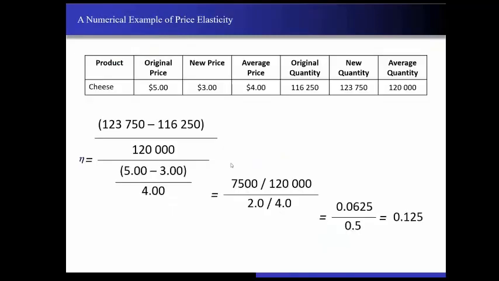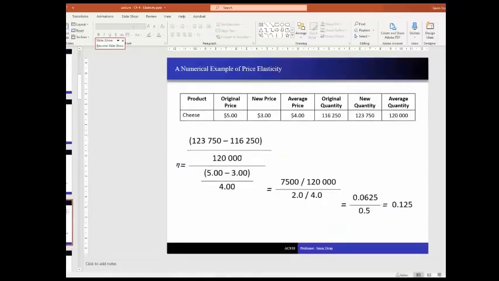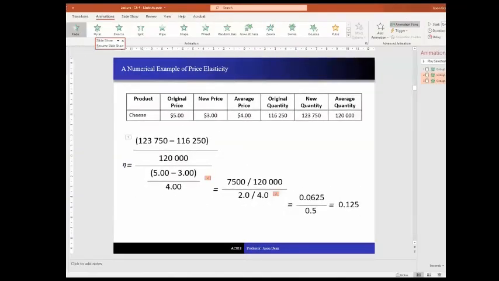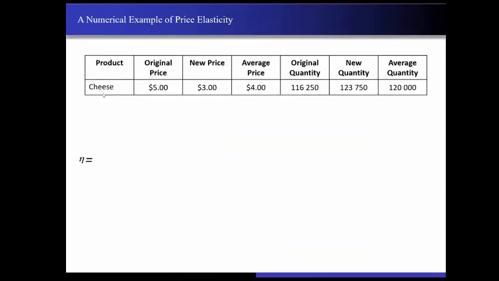Okay, so let's do an example here. So here's a numerical example. Let me just put the animation back in here. Okay, so we have a product, it's cheese.